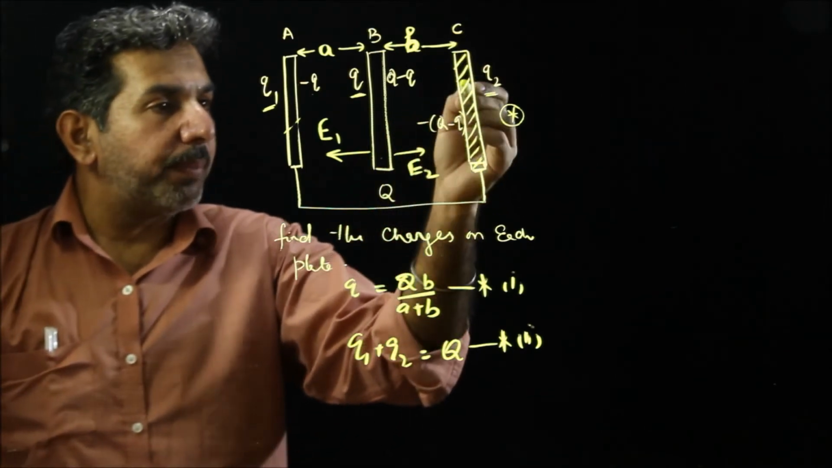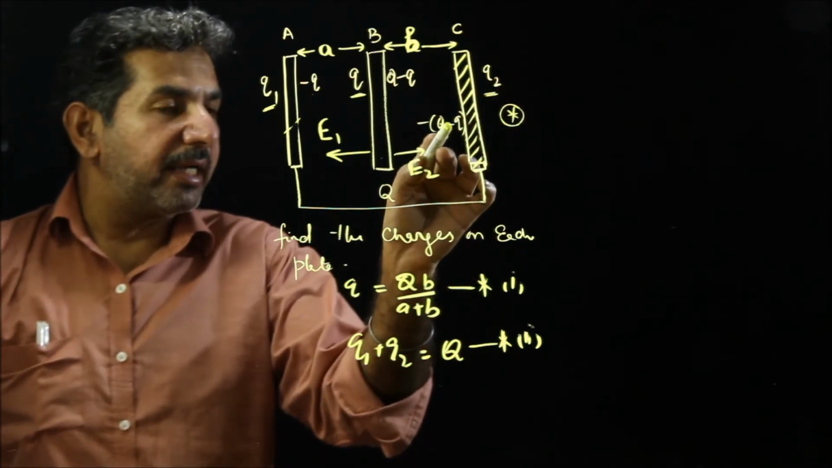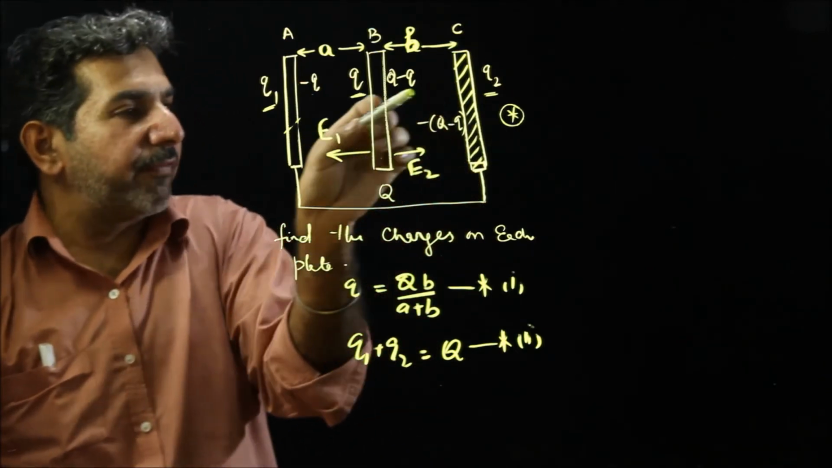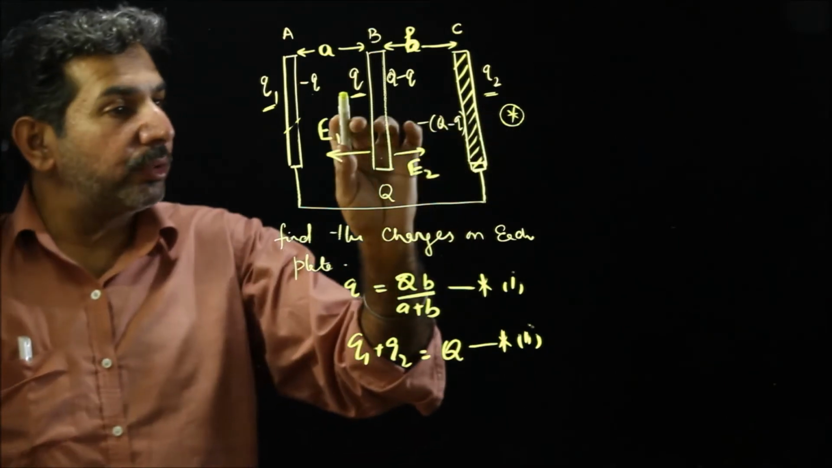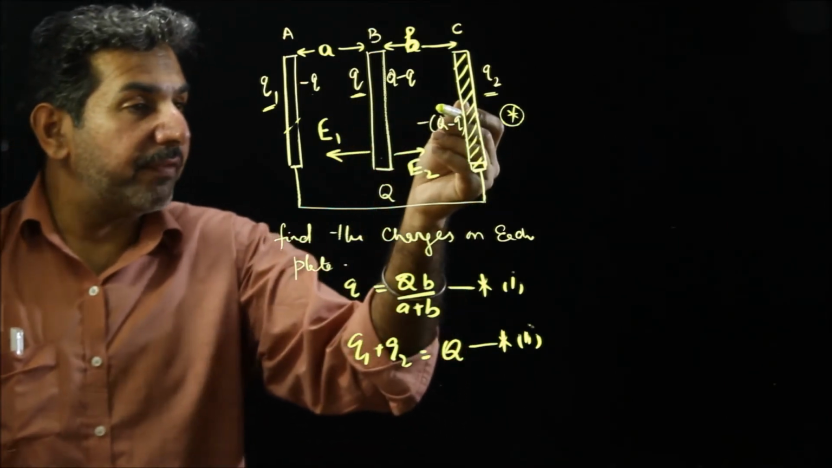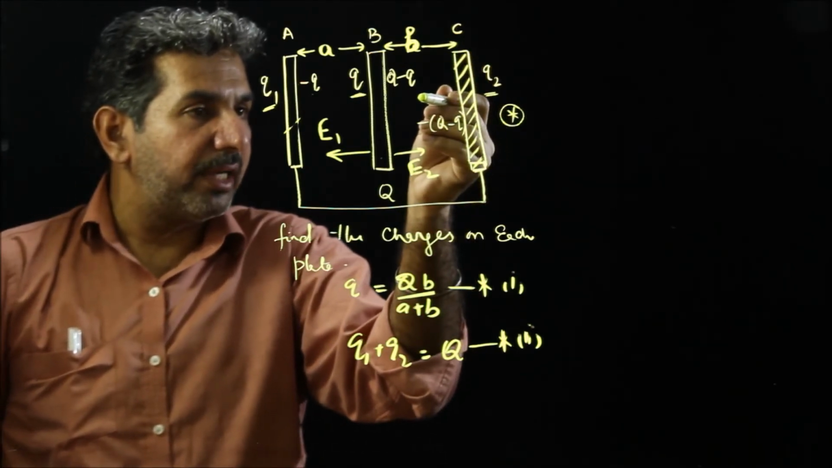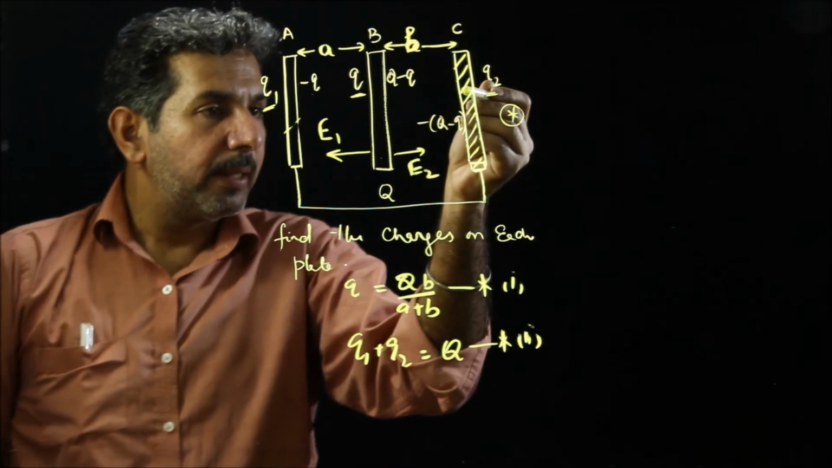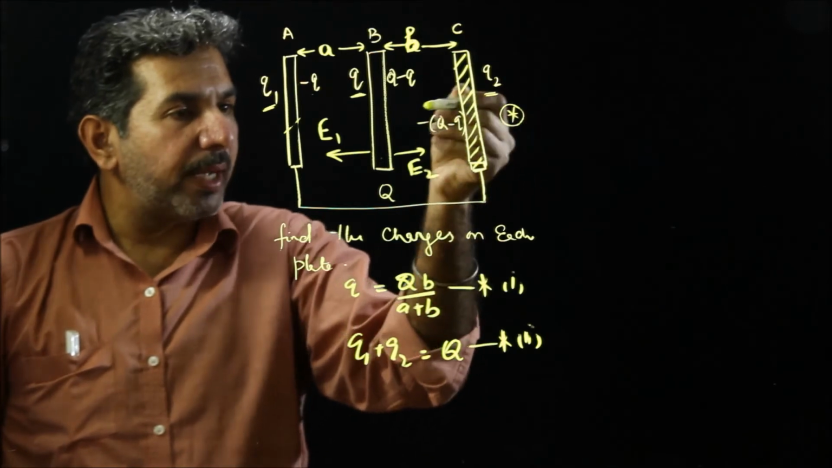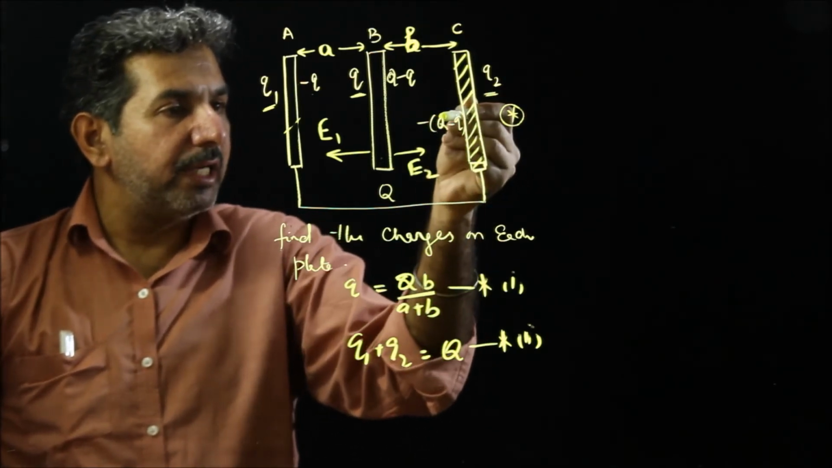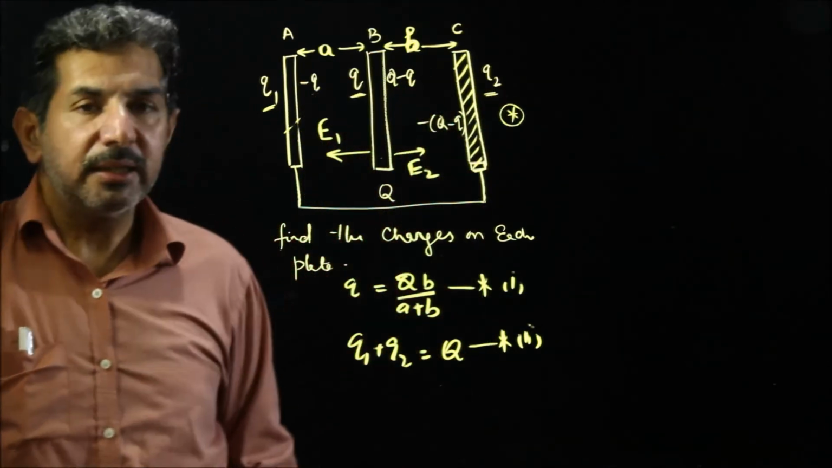See, q2 is positive and going to cause the electric field in this direction, and this negative charge is again going to cause the electric field in this direction, towards the negative. If this is the boundary of the plate, then this negative charge is going to have the electric field from this point towards this point. It means minus q has the electric field in this direction, and q minus Q is going to have the electric field in this direction.